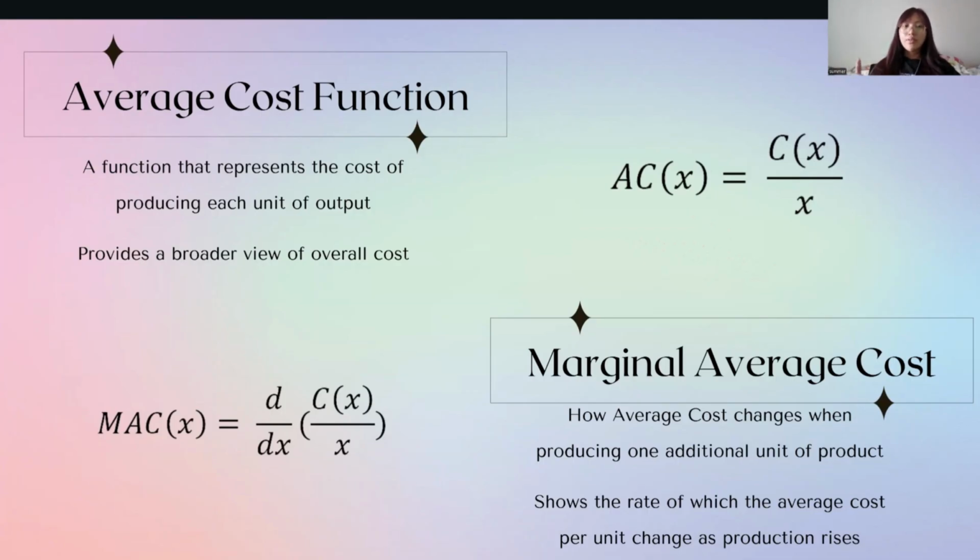The derivative of an average cost function is called the marginal average cost function. This shows how average cost changes when producing one additional unit of product. It also shows the rate at which the average cost per unit changes as production rises.